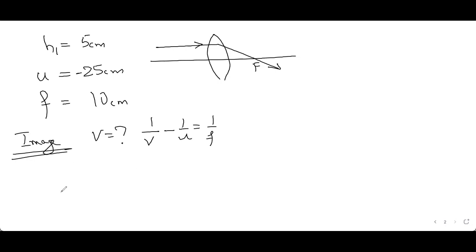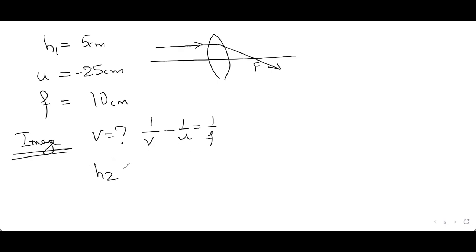All we have to do is put these values of u and f and find the value of v. We got v. Maths has to be correct, but the science is 1 by v minus 1 by u equals 1 by f. We got the position. Then it says size. Find the size. What do we need to find out for size? What is that variable that we need to find out? Correct, Chan. We need to find out h2. Size of the image means h2.